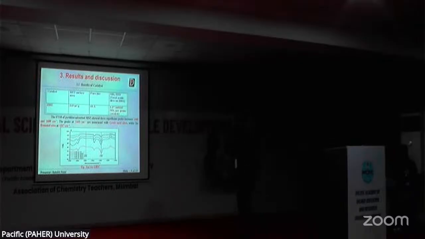Now talking about the BET surface area, it is 549 and the pore size is 58, and the ammonia activity is 1.87. The acidic sites are generated on the catalyst, which is seen at 1445 at different temperatures of 100, 200, 300 and 400.